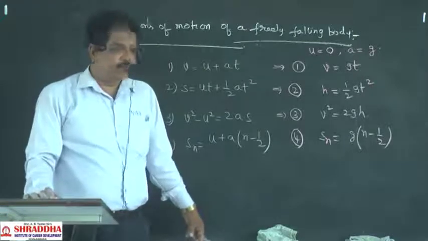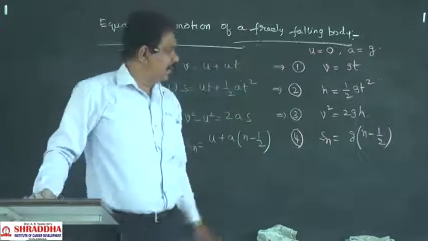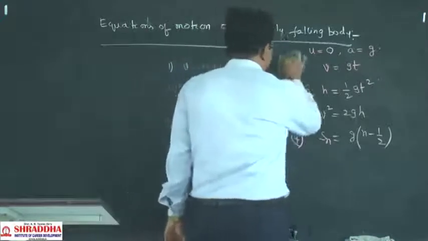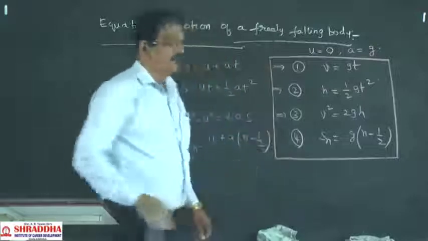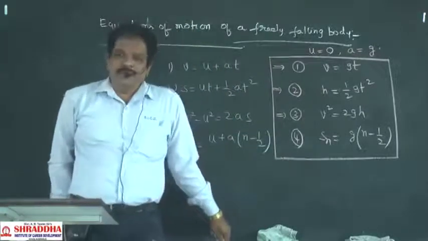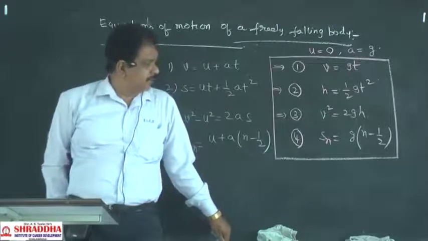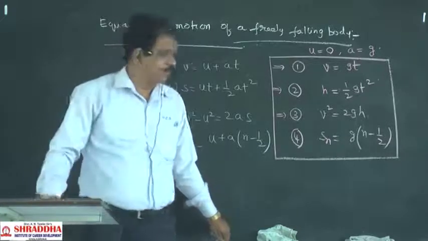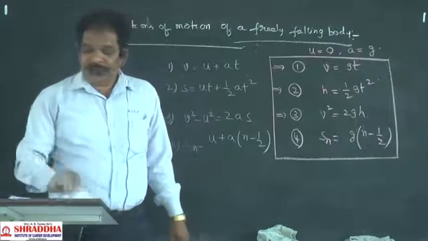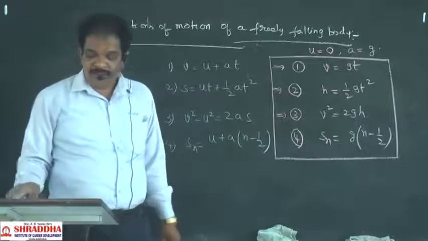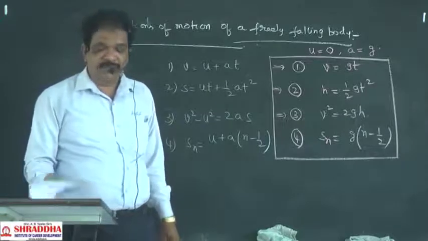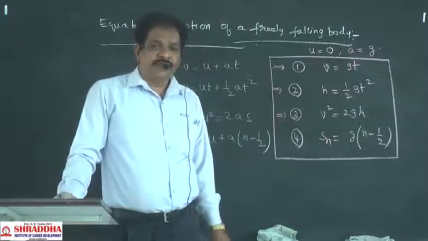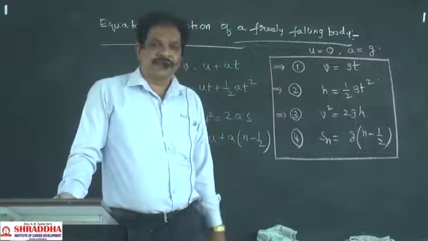Is it understood? So these formulas we will use for the freely falling body. For a freely falling body, write the equations of motion: v is equal to gt, h is equal to half gt square, v square is equal to 2gh, Sn is equal to g into n minus half. These are the equations for the freely falling body. Clear? The ratio of the distances covered in a freely falling body, we will discuss that in the next class.